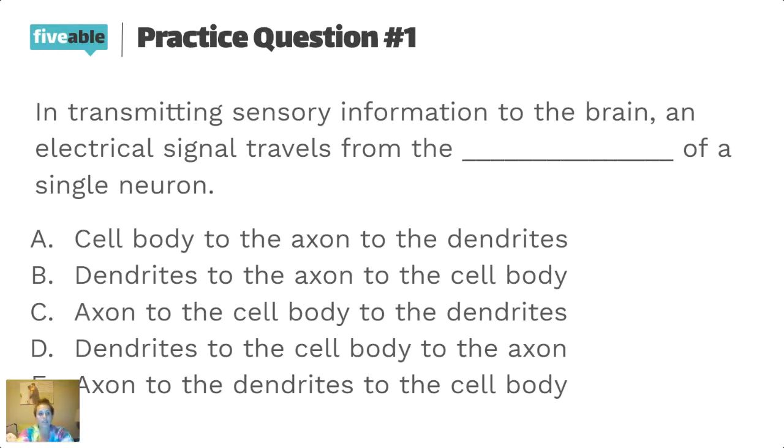So question 1 says, in transmitting sensory information to the brain, an electrical signal travels from the blank of a single neuron. So within a single neuron, how is this message traveling? From what to what to what? Put your answer in the poll. I'll give you like 30 seconds and then we'll go on. It's anonymous. Don't be afraid to get it wrong.